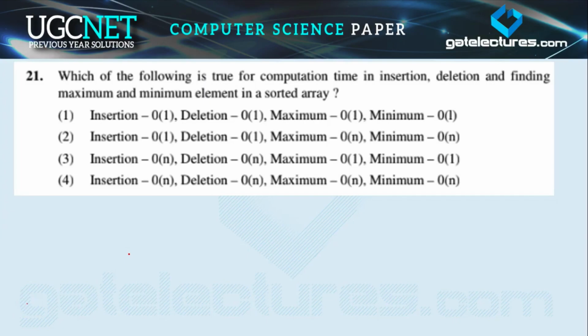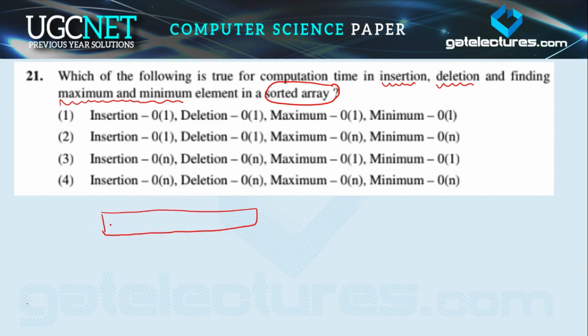Question number 21 is, which of the following is true for computation time in insertion, deletion, and finding maximum and minimum in the sorted array? So they are talking about the sorted array. Let's suppose one example, and with the help of the example, we are going to perform these different operations. So let's suppose this is an array, and this array is sorted initially, right?